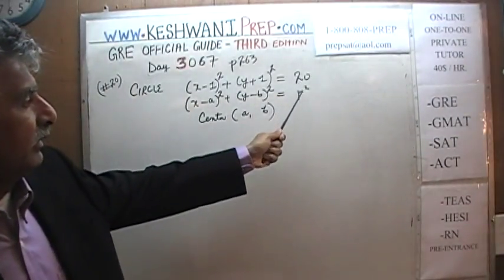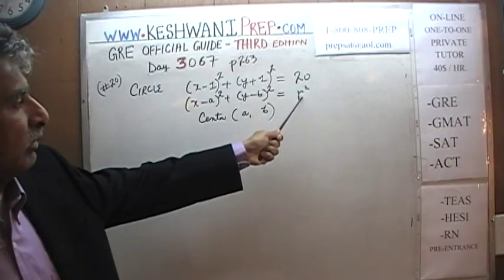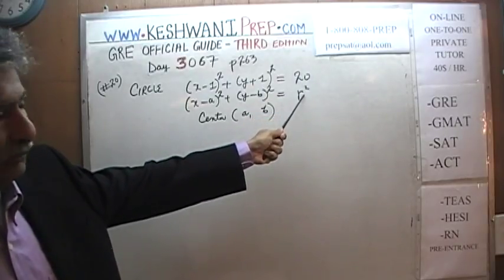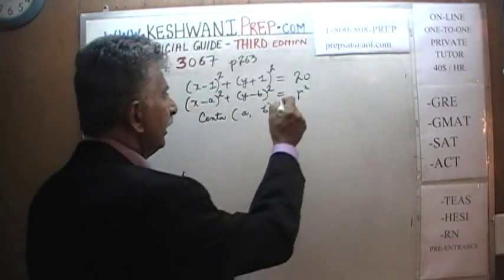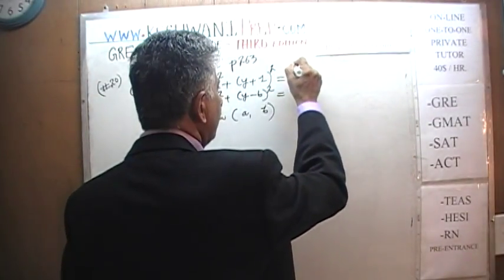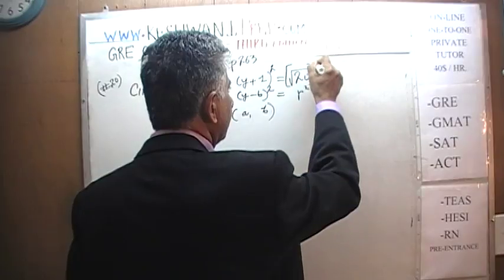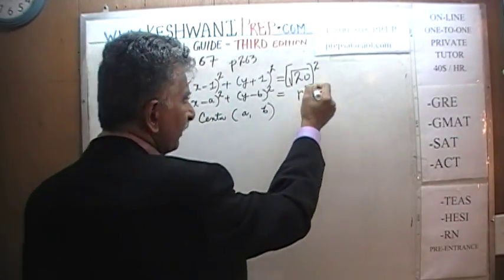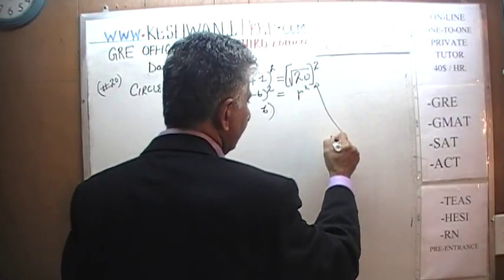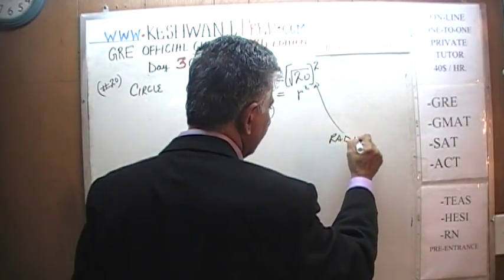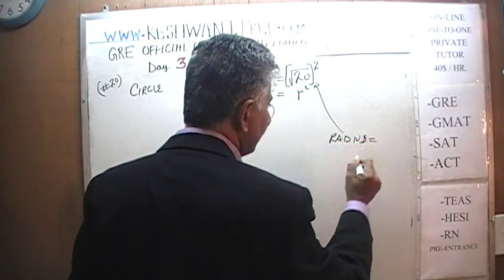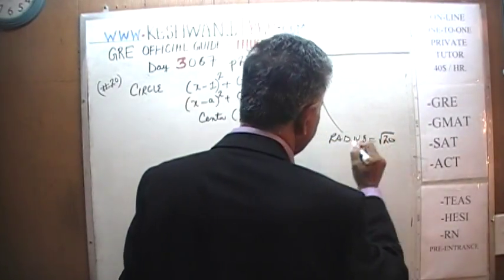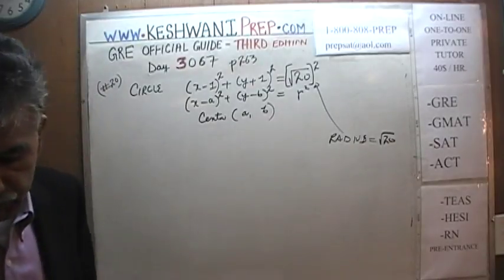Here, we're not given the quantity in terms of a square, we're given the quantity simply as 20. So we're going to put this quantity in a form that has a square. How? By putting a square root sign on it and squaring the whole quantity. Now we can immediately see that for this given circle, the radius is not 20, but rather the radius is square root of 20.